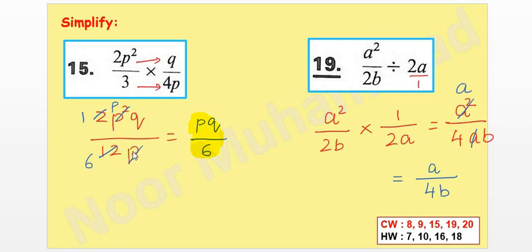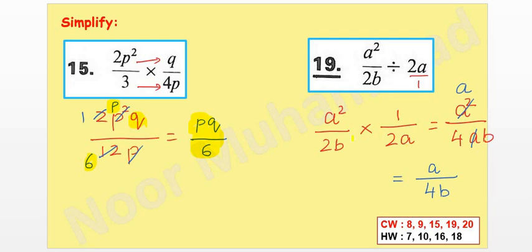And here I was having 1 only p, and here p squared. So p squared means p times p. So one of the p will be cancelled and 1 p will be left here. So in the numerator we are left with p and q, and in the denominator we are left with 6 only. So the final answer will be pq over 6.